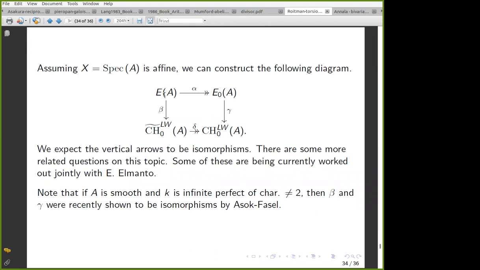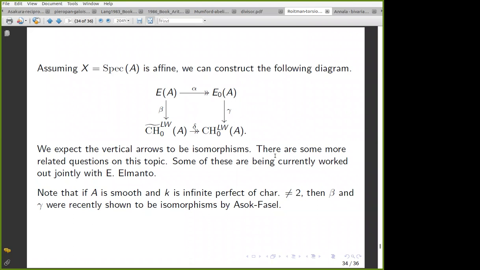Here you have the Euler class group. This is the weak Euler class group. And this is your Levine-Weibel Chow-Witt group. This is your Levine-Weibel Chow group. And you have a commutative diagram. What we expect is that the vertical arrows are isomorphisms. Namely, the Euler class group should be the Chow-Witt group, and the weak Euler class group should be the Levine-Weibel Chow group. This is the problem I am currently interested in and studying.